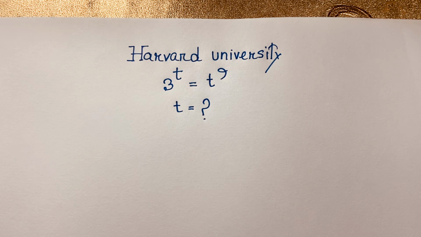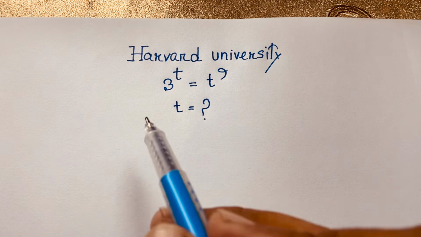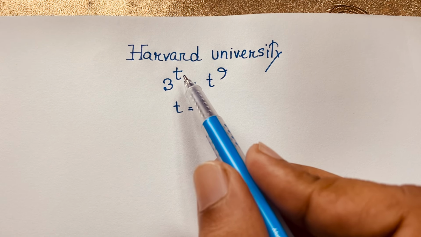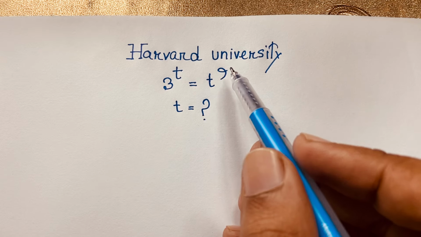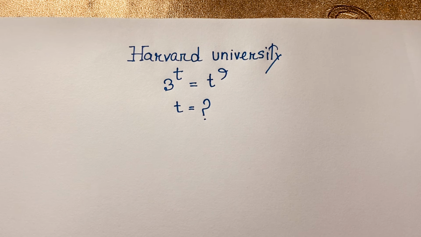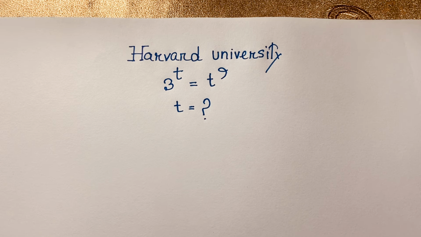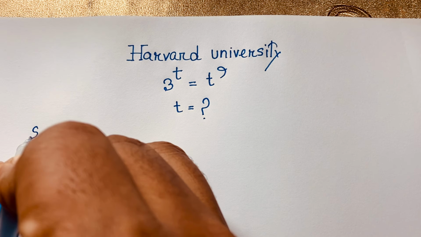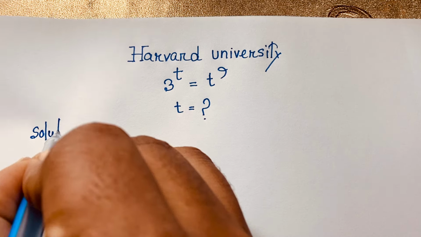Today we are solving an interesting exponential maths olympiad question. 3 to the power t is equal to t to the power 9, t is equal to what? How to solve this interesting maths question? So I solve this question by an easy method. This is our math solution.